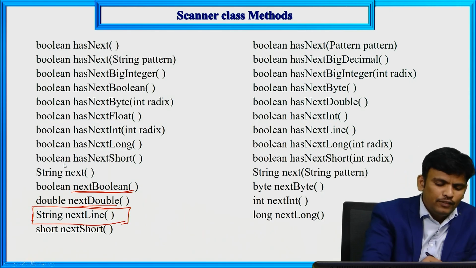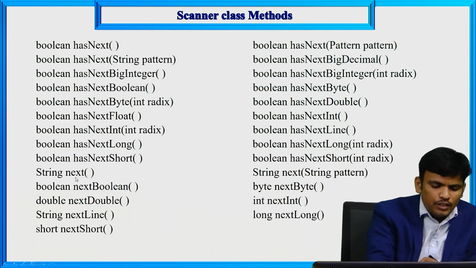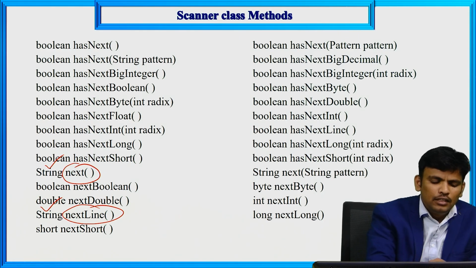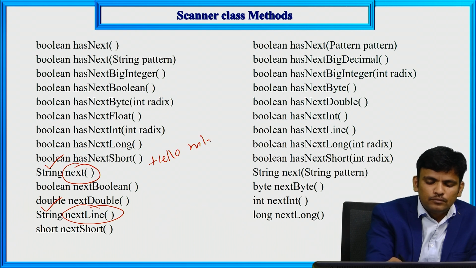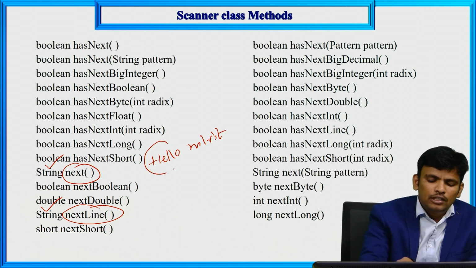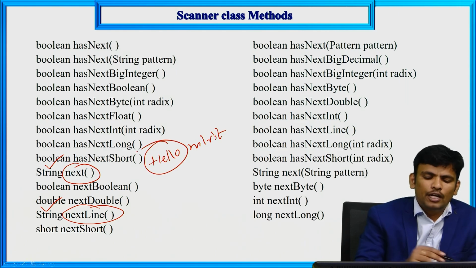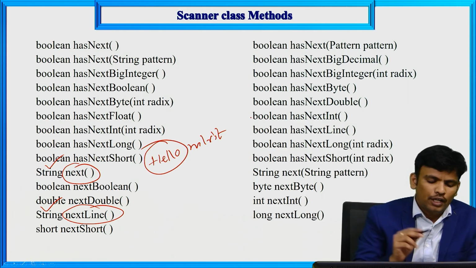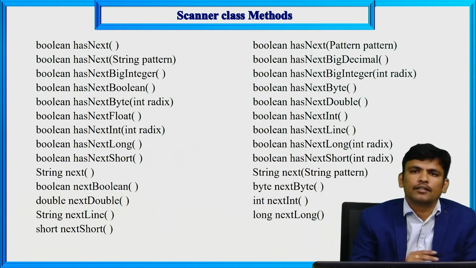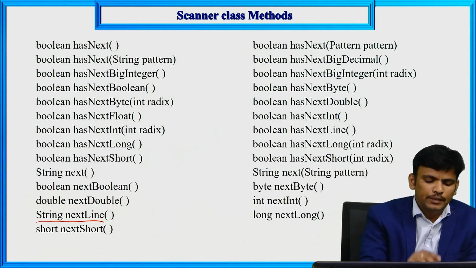What is the difference between these two? See here, the next method is returning a string, and nextLine is also returning a string. The meaning here is, suppose you want to read "hello MLRIT". If you are using the next method, it will consider only "hello"; it will not consider the next word. If you use nextLine, it will read the entire line. So that is what this method does.